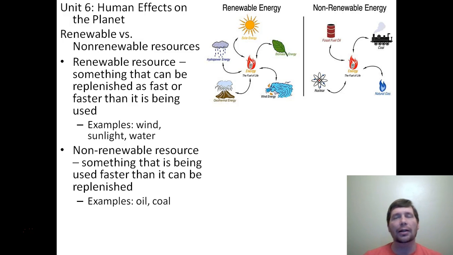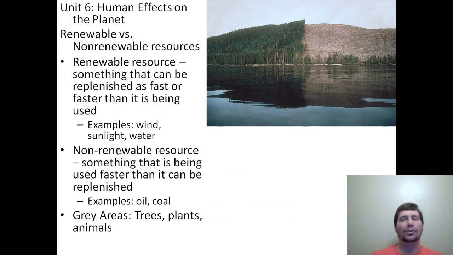Now, understanding that what makes something a renewable or a non-renewable resource is how fast you use it helps you understand that some resources actually fall into a gray zone. They can be renewable or they can be non-renewable. Trees are quite often given as an example of a renewable resource because if you cut a tree down, you can always grow another one.